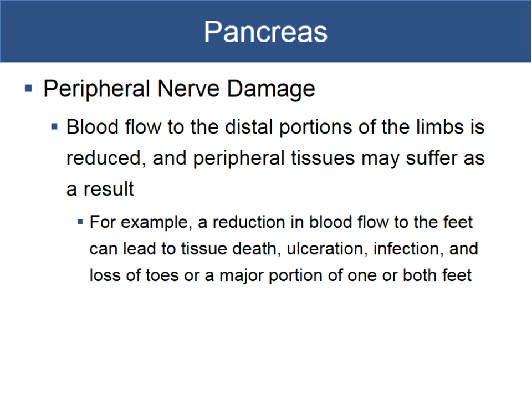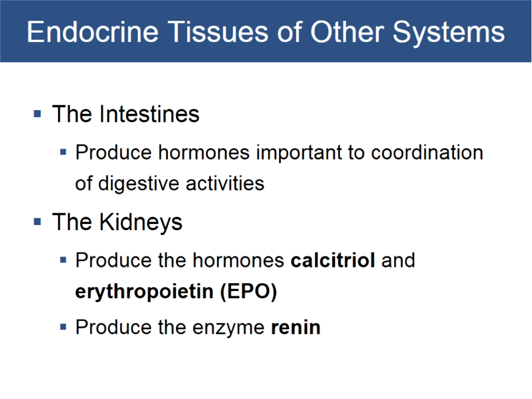We've kind of talked about this already. The distal portions of the limbs are affected, and the reduced blood flow to the feet can lead to tissue death, ulceration, infection, loss of toes, or both feet. All right, on to other endocrine tissues. The remainder of these structures that we talk about are not necessarily endocrine tissues, but they have an endocrine function. You'll see these, and we'll discuss them again in A&P2.